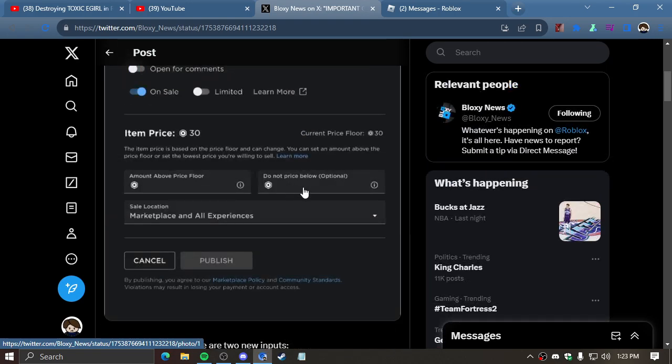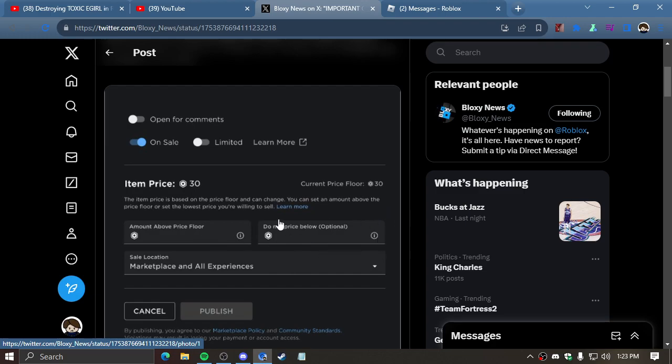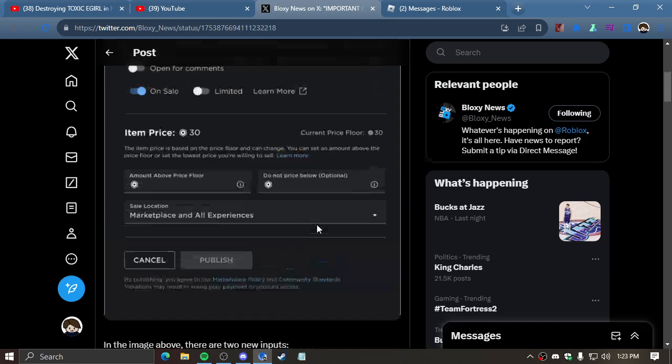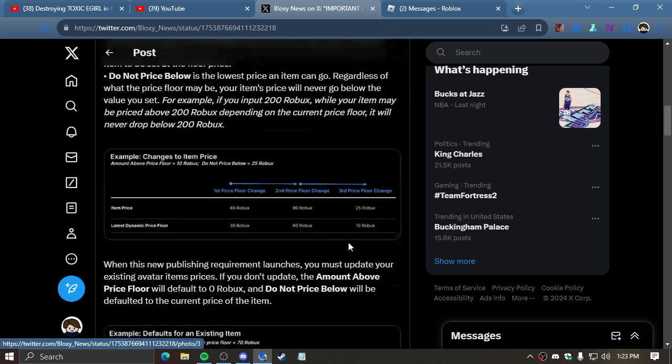Then there's do not price below. This is optional. I'm not the best at explaining, but do not price below is the lowest price an item can go, regardless of what the price for it may be. Your item's price will never go below the value set. For example, if you input 200 Robux, while your item may be priced above 200 Robux, it will never drop below 200 Robux. It'll never drop below whatever's put in here, basically.